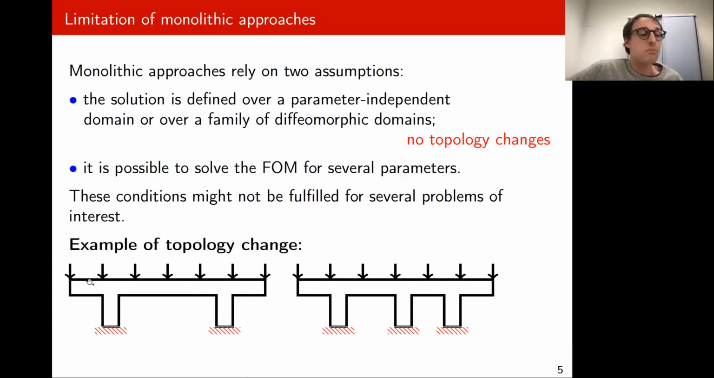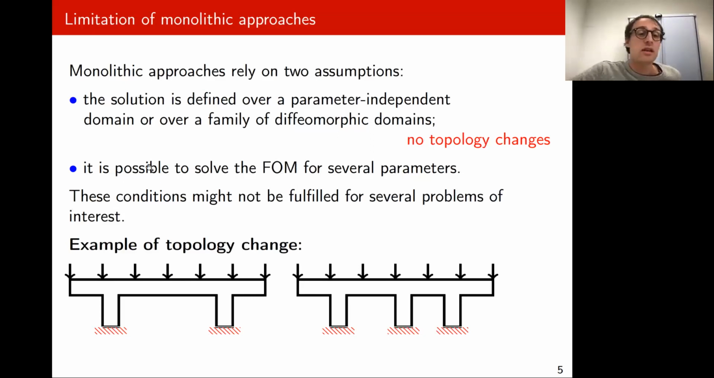To provide an example, consider the situation in which the parameter is the number of columns in this structure, and we have 2 different structures like that. We cannot expect to find a diffeomorphism that maps these 2 configurations into a single configuration. Okay.